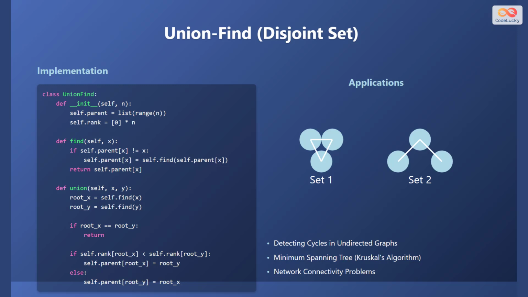The find function determines which subset a particular element is in. This can be used for determining if two elements are in the same subset. The union function joins two subsets into a single subset. On the right, we have a visualization showing two disjoint sets. Union find has applications in detecting cycles in undirected graphs, finding minimum spanning trees, and solving network connectivity problems.